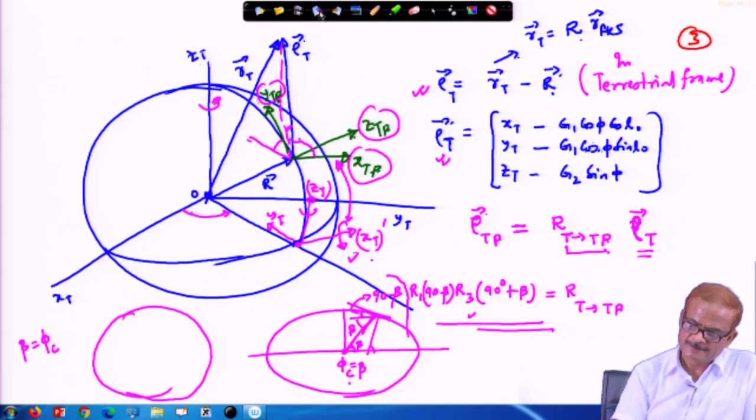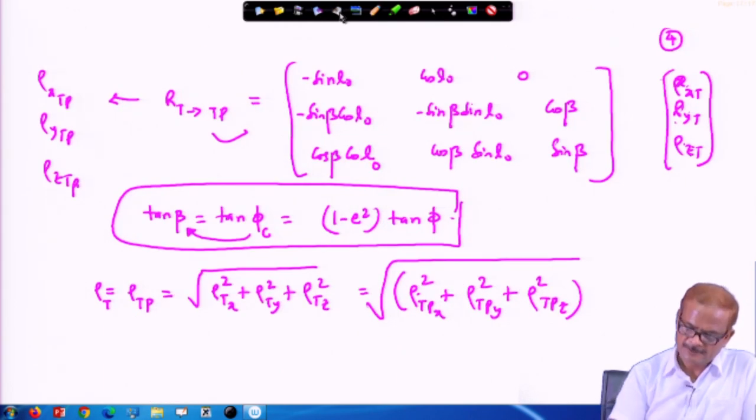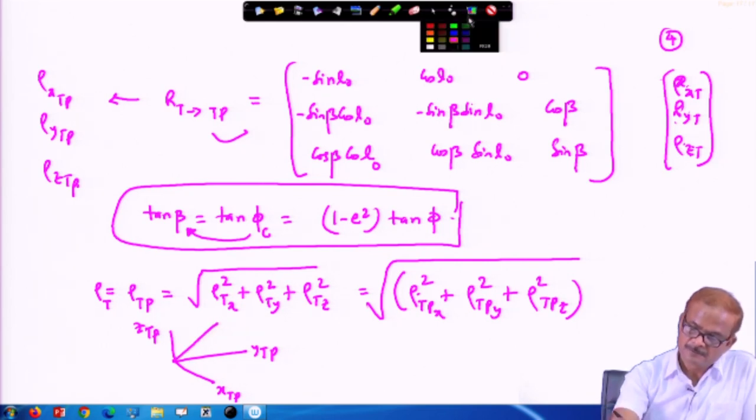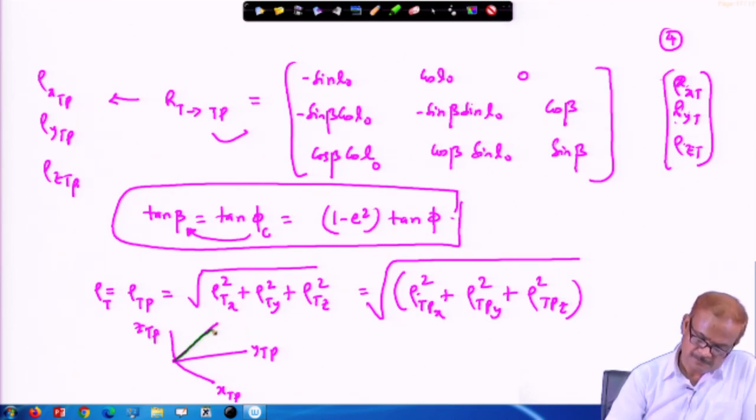Now, azimuth and elevation in the topocentric frame, that we have to decide. Once we have done this, we can draw the frame here. This is the x_tp, y_tp and z_tp direction. And here you have the rho_tp, or whatever, rho_t, they are the same in magnitude. This is the azimuth angle and this is the elevation angle.